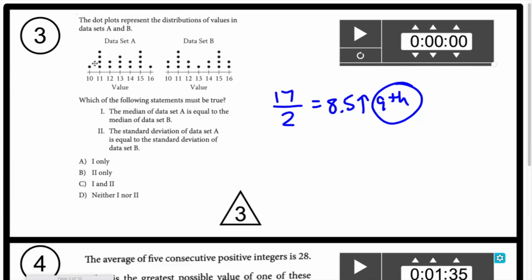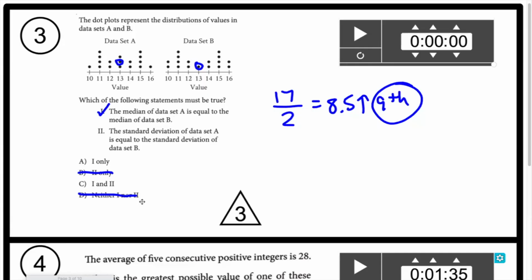So then you just go 1, 2, 3, 4, 5, 6, 7, 8, 9. And then 1, 2, 3, 4, 5, 6, 7, 8, 9. So 13 is the median. So the median of data set A is equal to B. So we know 1 is part of our answers.